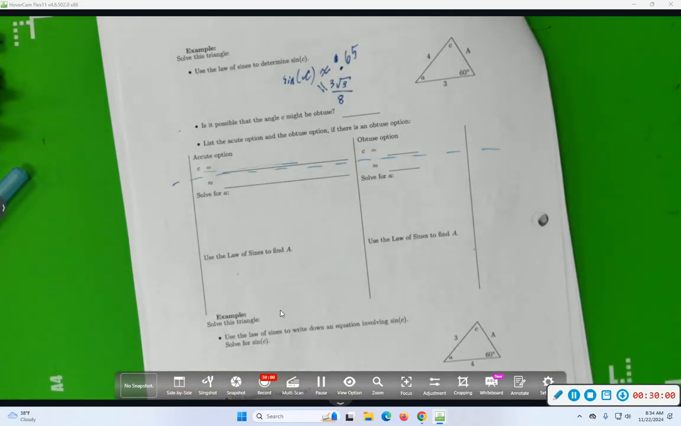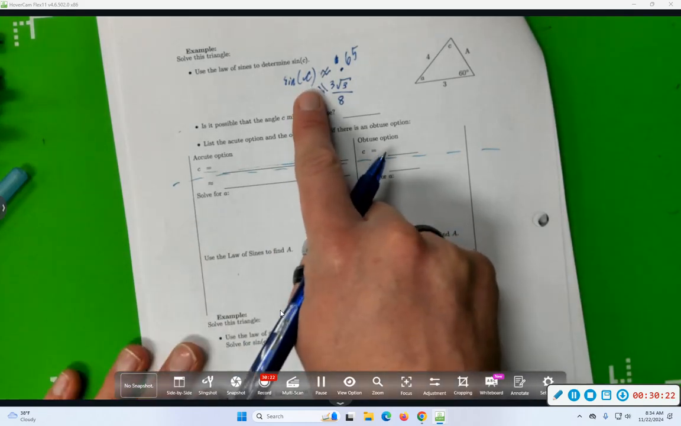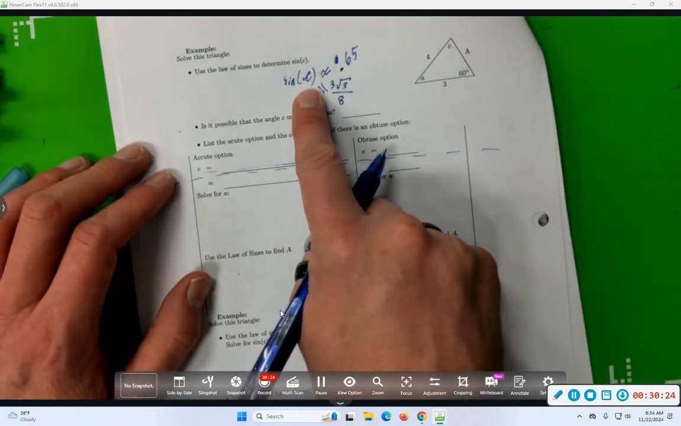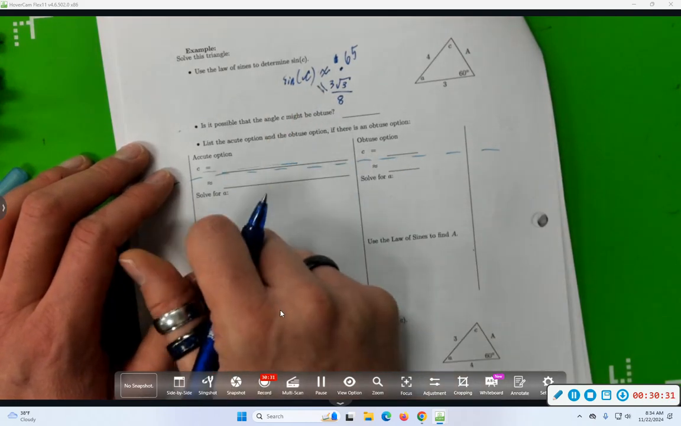Anyone wind up with a different looking exact value but the same decimal approximation? I need a different decimal approximation. Ooh, different decimal approximation. I'm probably wrong, but I got 0.0788. Yes, let's talk through it. So, in order to find this, what equation did you write down? I wrote 3 sine of 60 over 4.